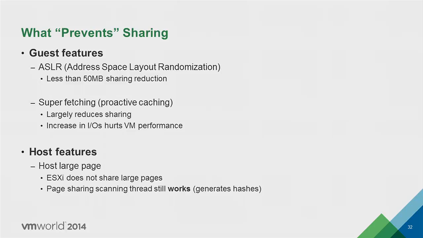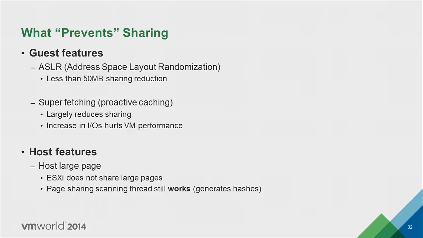But from a host perspective, if your host uses large pages, ESX will not share the large pages. However, even though the pages are not shared, the page sharing scanning thread still works, which means it still generates hashes. It still scans all the 4 KB small chunks within a large page, computes the hashes and saves those hashes in the VM kernel. These hashes will be very useful because later, if the large page is broken for whatever reason, all the small pages within the large page can be shared very quickly with those hashes available. So that's why the page sharing scanning thread still works.